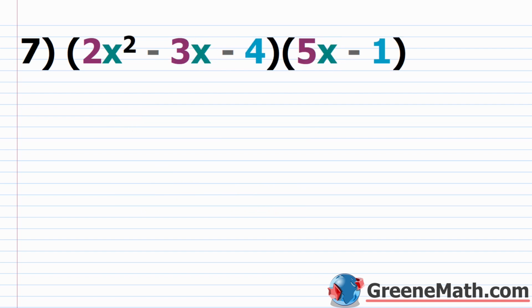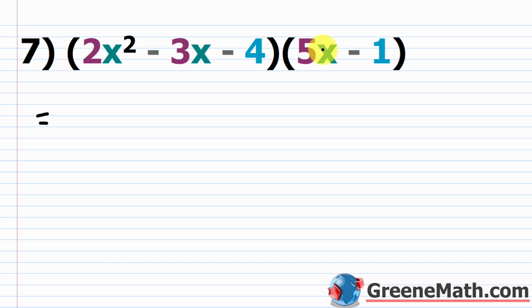Okay, let's look at something that's a little bit more tedious. So now we don't have the product of two binomials. We cannot use FOIL if we're outside that situation. So what we have here for problem number 7 is the quantity 2x squared minus 3x minus 4 times the quantity 5x minus 1. So what I'm going to do is take each term of this binomial here, and I'm going to multiply it by each term of this trinomial here. And once I'm done with that, I'm just going to combine like terms.